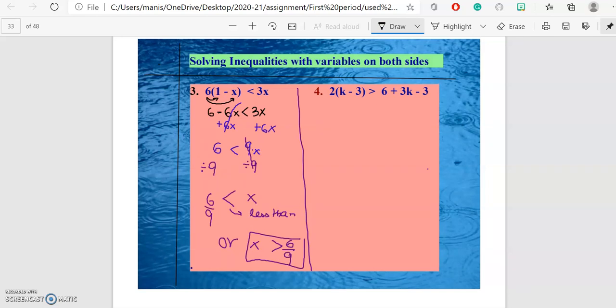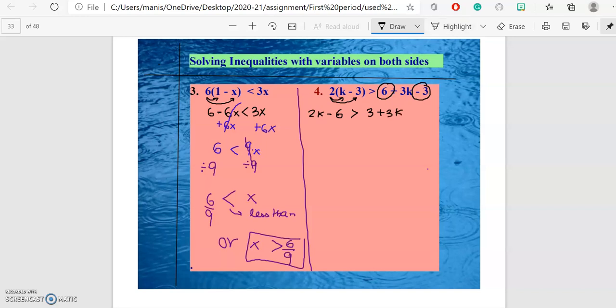Next question says 2 times (k minus 3) is greater than 6 plus 3k minus 3. I can use the distributive property of multiplication. I distribute the 2, which is outside, to both terms inside the parentheses. 2 times k gives 2k, minus because there's a minus sign, and 2 times 3 gives 6. Now 6 and minus 3 can be combined: 6 minus 3 gives 3, so it's plus 3k. I have simplified this.